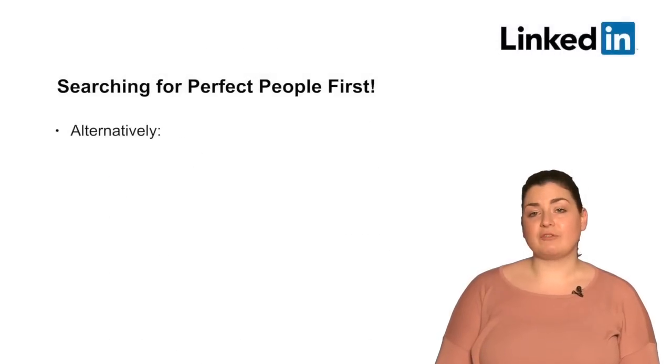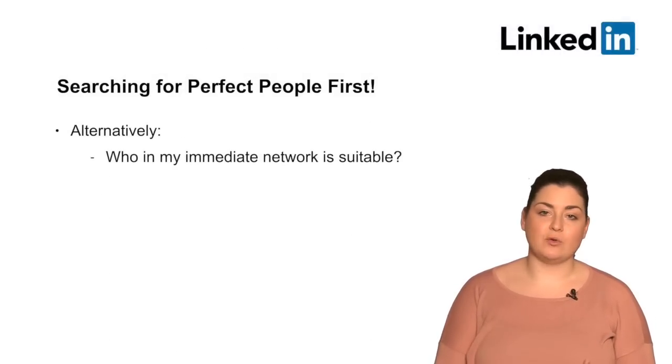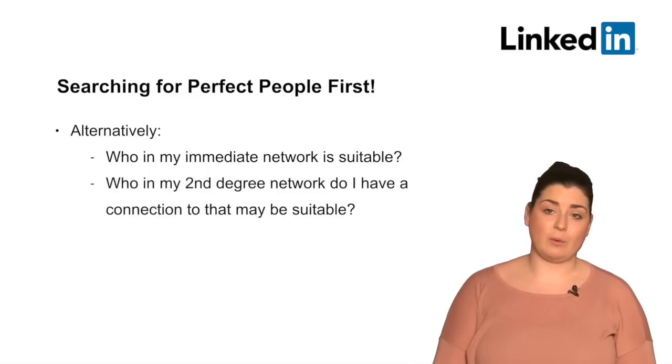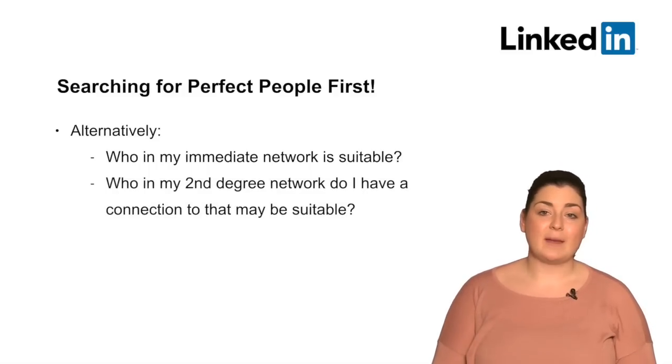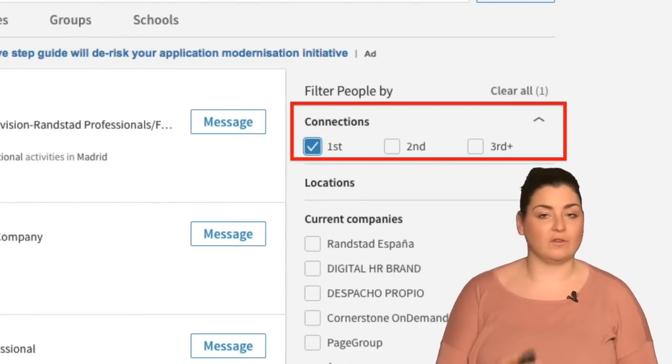Alternatively, when it comes to searching for those perfect people first, thinking again, who's in my immediate network who's suitable, or who's in my second degree network who I have a connection to that might be suitable for my role as well. And just literally do a tick box exercise where we click the first connections or the secondary connections to know who it is that I want to reach out to.